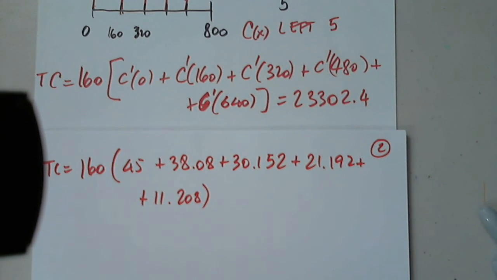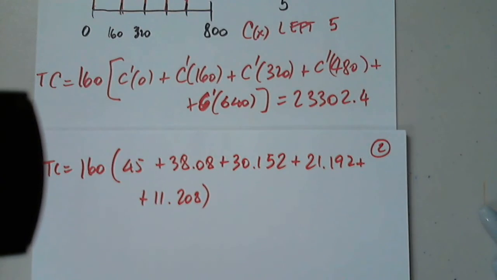45 plus 38.08 plus 30.152 plus 21.192 plus 11.208. Close, and let's see the answer.